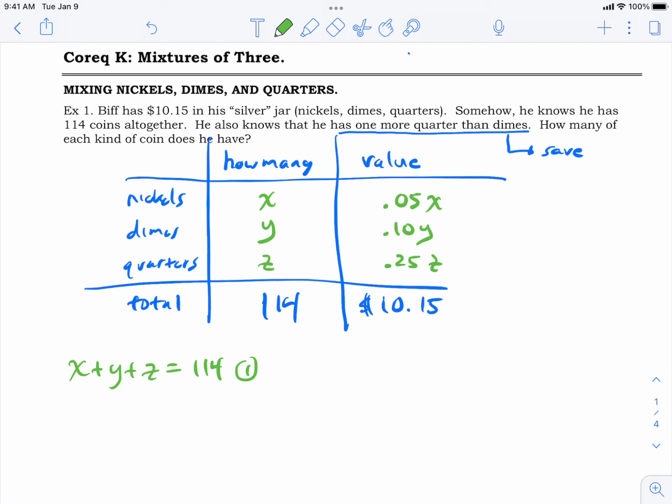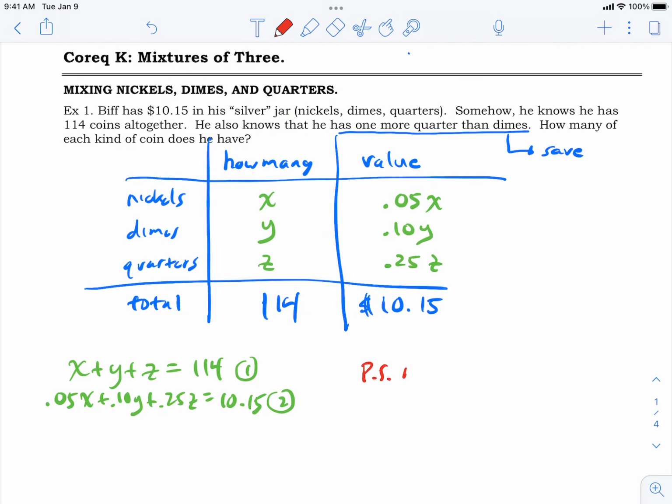Similarly, it's this much money worth of nickels, or this many dollars worth of dimes, this many dollars worth of quarters, and they have to add up to $10.15. So that's another equation. So 0.05x plus 0.10y plus 0.25z is equal to $10.15. I'll call that my equation 2. Cool. Let me pause for a little bit here and make a note.